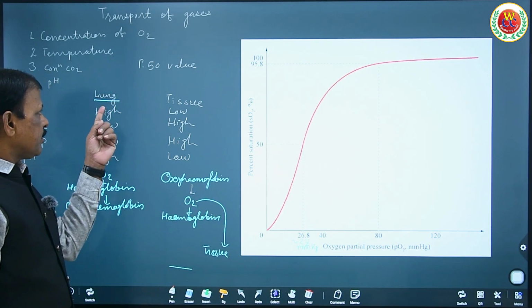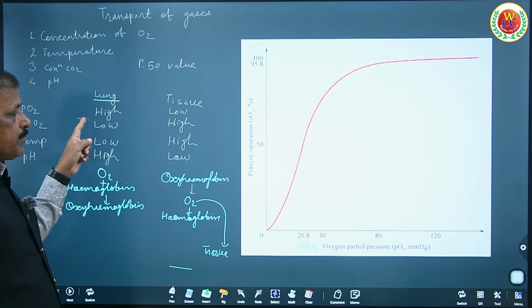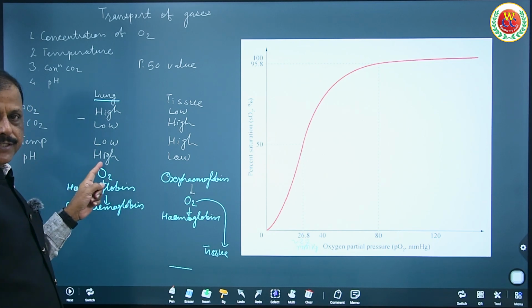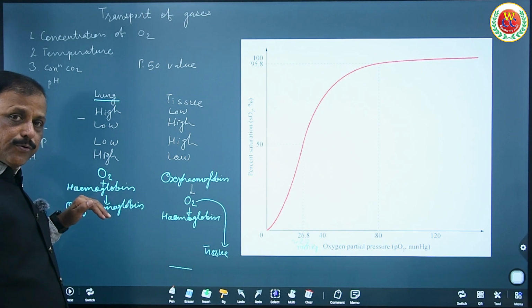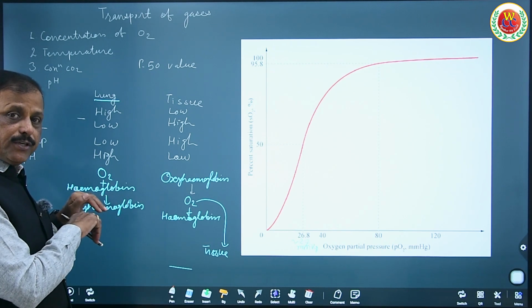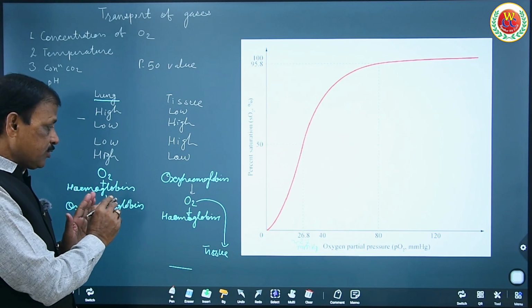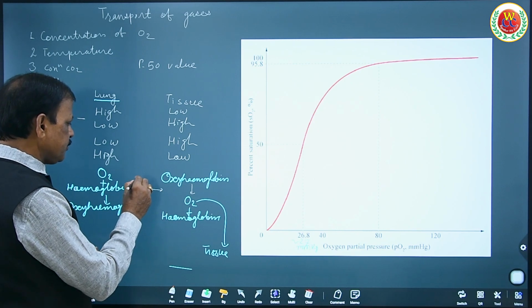So oxygen gets associated at the site of lungs where PO2 is high, PCO2 is low, temperature is low, and pH is high. These are the four conditions that enable oxygen to combine with the heme of hemoglobin. And now it is being transferred through blood to the tissue.